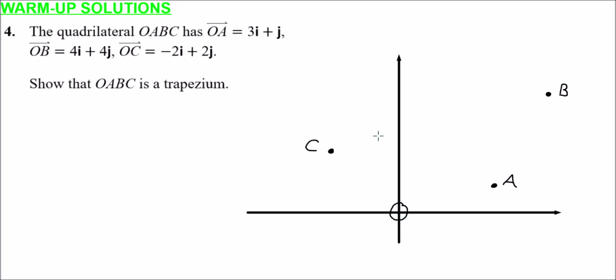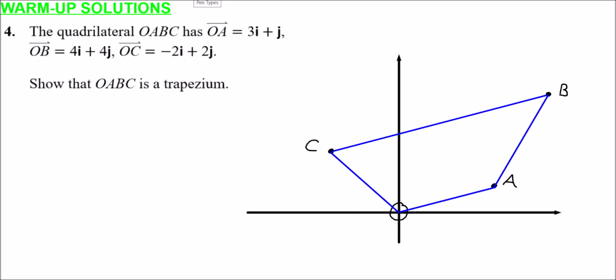If we were to just draw out OABC, so let's just draw this from O to A to B, B to C, and back down to O. We can see that the sides we can prove which are parallel just by sketching out fairly accurately. We need to prove that these two sides are parallel if we can, and if we do, that's shown that this quadrilateral is a trapezium.